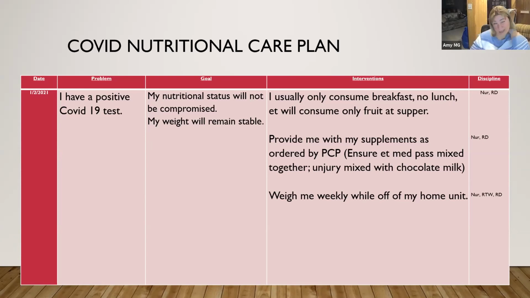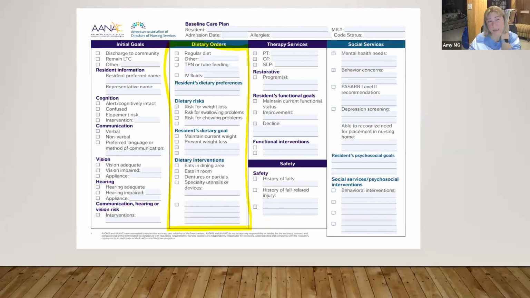I also said that we need to have a baseline care plan within 48 hours per the regulations. I'm not quite sure what a lot of nursing homes are doing right now, but this is taken from the American Nursing Home Association. And nursing normally fills this out.